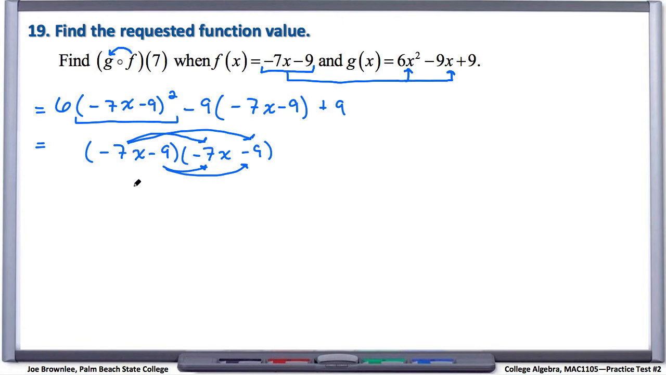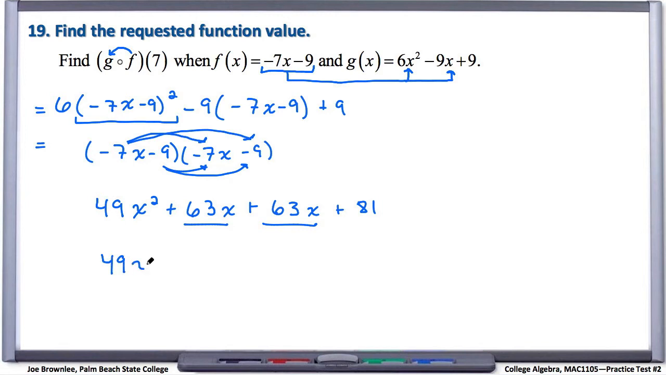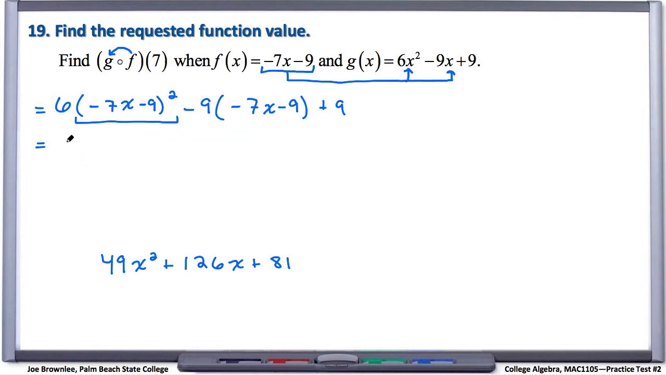So negative 7x times negative 7x gives us positive 49x squared. Negative 7x times negative 9 is positive 63x. Negative 9 times negative 7 is again a positive 63x. And negative 9 times negative 9 is a positive 81. And if we combine our like terms, we have 49x squared plus 126x plus 81.